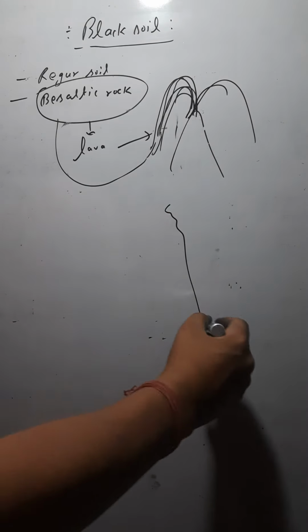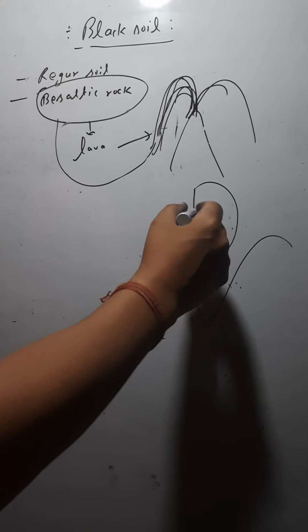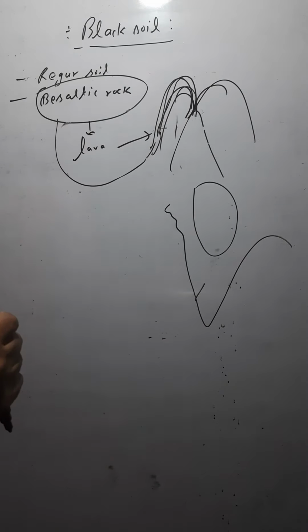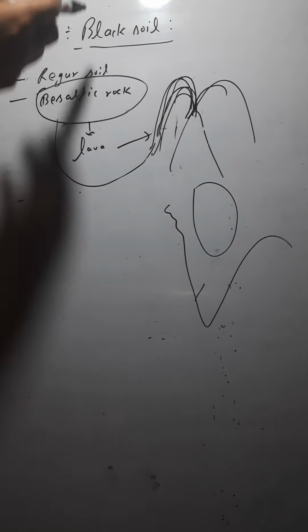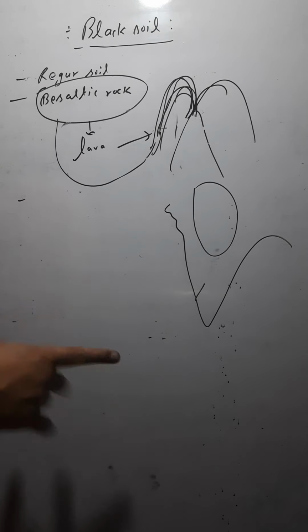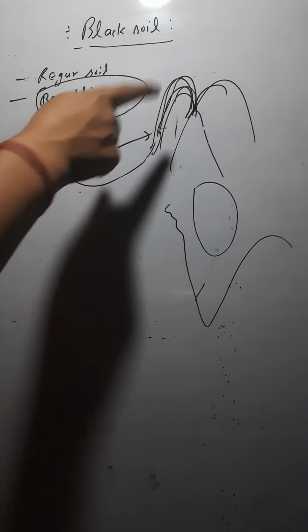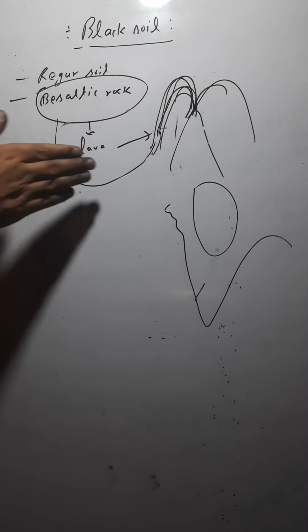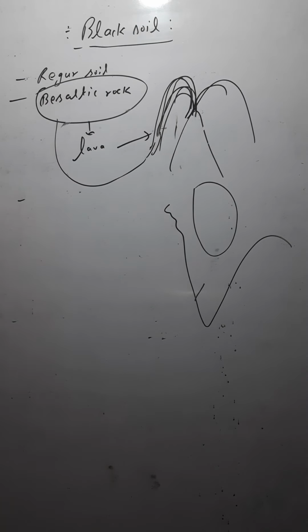So we have these basaltic rocks in the Deccan Plateau region. We can find these basaltic rocks here, where we have the black soil. There are various theories regarding the origin of the black soil. The most accepted one is that the black soil is of volcanic origin, meaning it has been formed by the lava. Are you getting this?